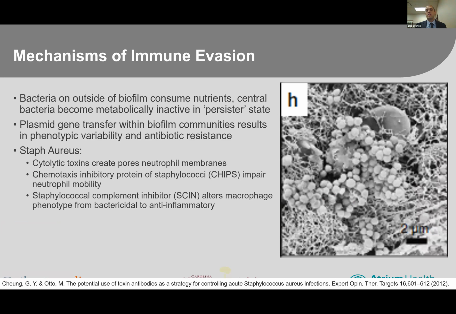There are several other ways that bacteria within biofilms can evade the host immune system. One of those ways is metabolic activity differentials. So the bacteria on the outside of a biofilm are able to access all of the nutrients from the host and consume all of them, leaving none for the bacteria on the inside of the biofilm. And that leads the bacteria on the inside of the biofilm to become metabolically inactive in what's called a persister state, which is essentially a spore. Additionally, they can transfer plasmids within the biofilm community to proliferate antibiotic resistance. And Staph aureus in particular has several mechanisms for directly attacking the immune system.